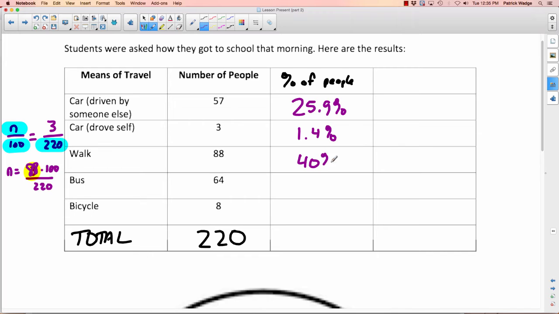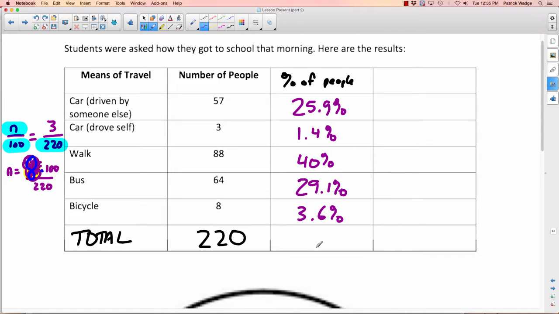Very nice. The next one's 64. So that 64 needs to go in here. I know it's becoming very messy, but you get 64 times 100 divided by 220. And that gives you 29.1%. And finally, we have the 8. So we put 8 in here. Let me use a different color so we can actually see it. You put 8 in here. You have 8 times 100 divided by 220. That gives you 3.63, so it stays at 3.6 when we round.